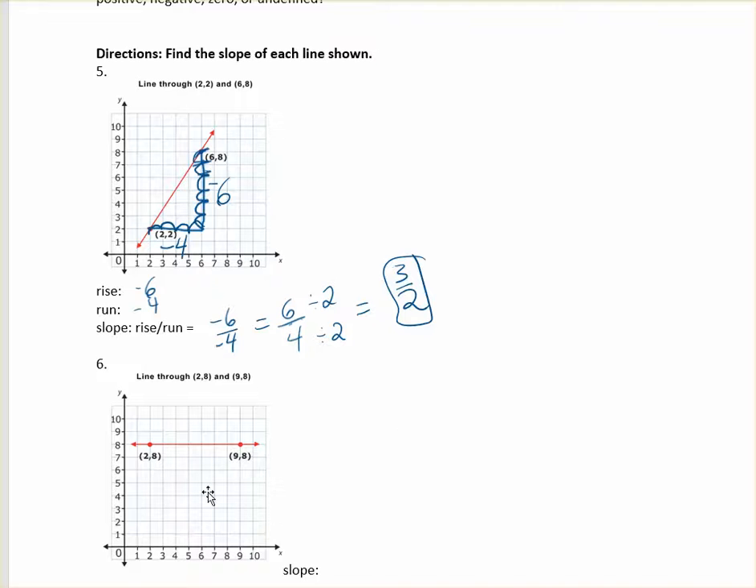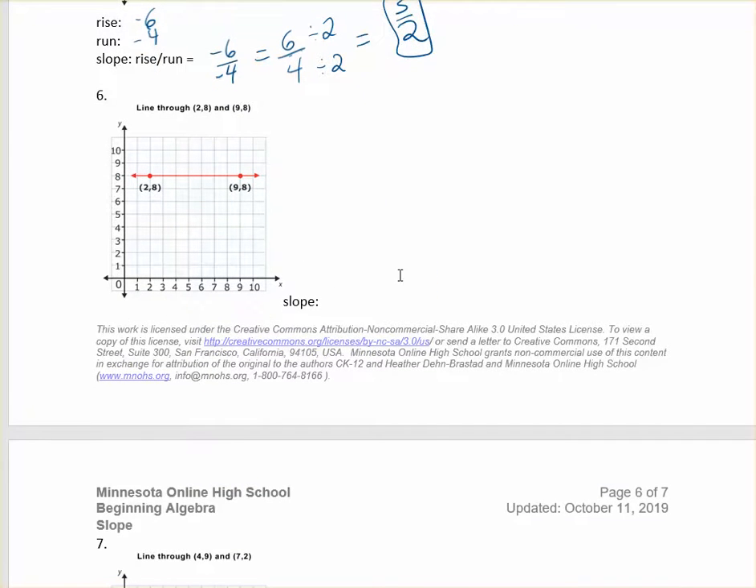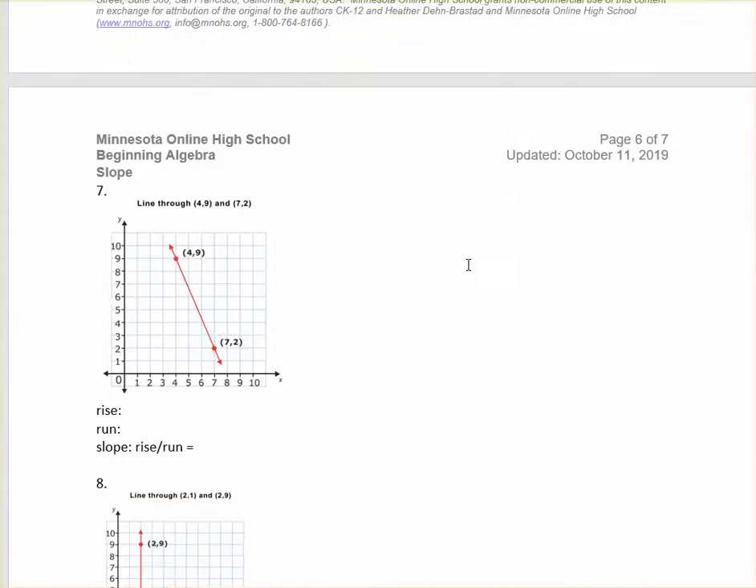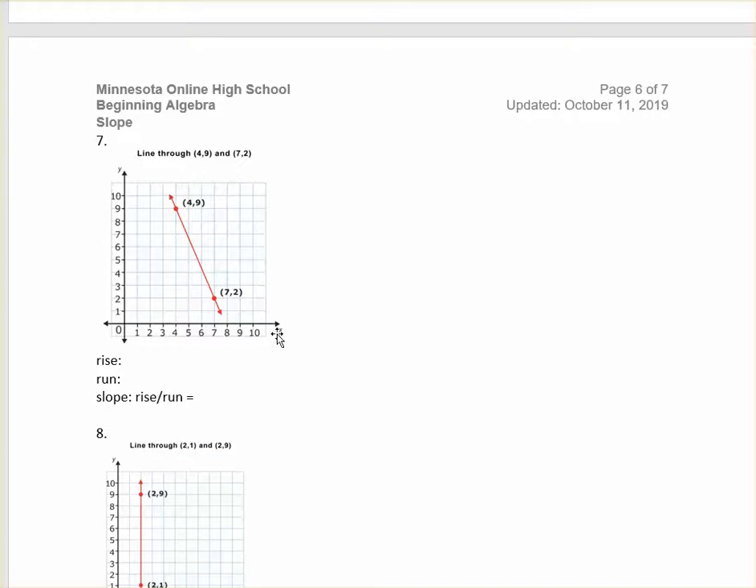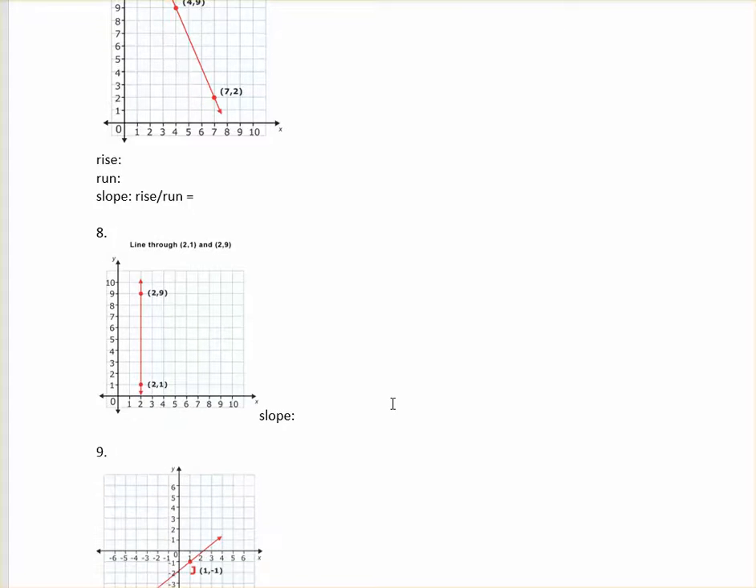Number 6, you just have to go back and see what all horizontal lines' slopes are. So I didn't put rise over run here. It has no rise, so you wouldn't be able to answer that anyway. And here's another one to do to calculate the slope. See how you do. Here's a vertical line, so look back and see what all the slopes of vertical lines will be. So again, I didn't put rise and run here because there is no run.